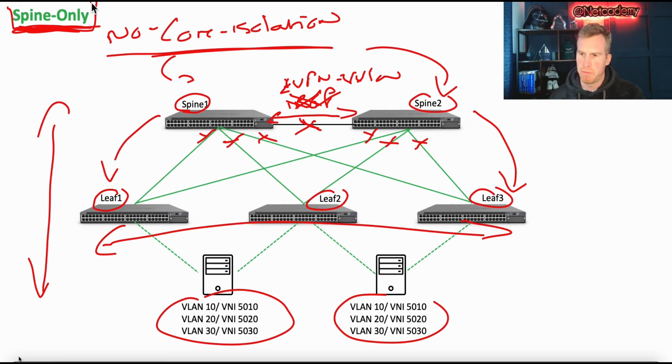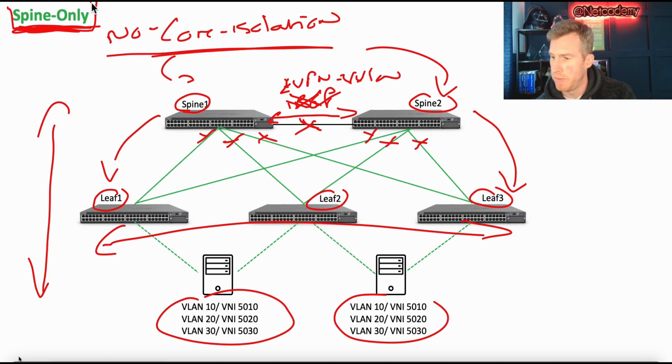So going through very quickly what spine-only is, as you can see, it's just doing EVPN-VXLAN tunneling between spines, iBGP peering between spines, layer 3 on the spines and between spines. Everything else below that is layer 2. It's trunking. So why would you want to deploy a spine-only model? Well, again, you've got to think about data center size. For some size data centers, this would be absolutely perfect.